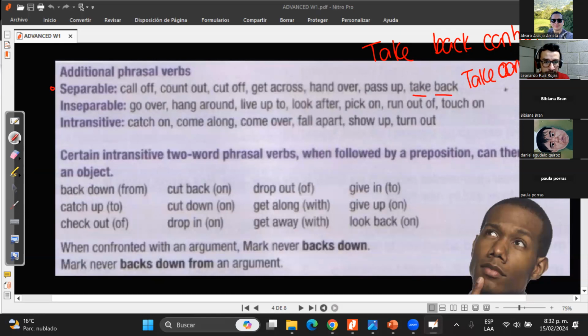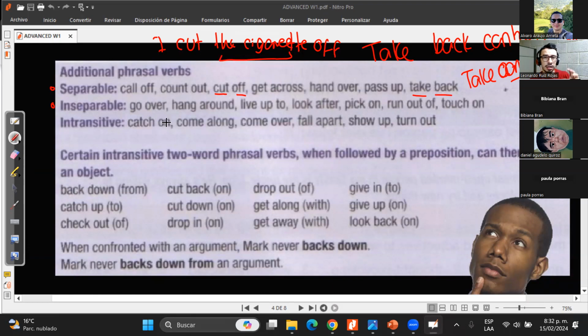Muy bien, very good, Danny. Take control back, right? The same, for example, cut off. It means eliminate something. So I would say, I cut the cigarette off. Or, of course, I could cut off the cigarette. El objeto puede ir al principio o al final. That's it, right? Listo.